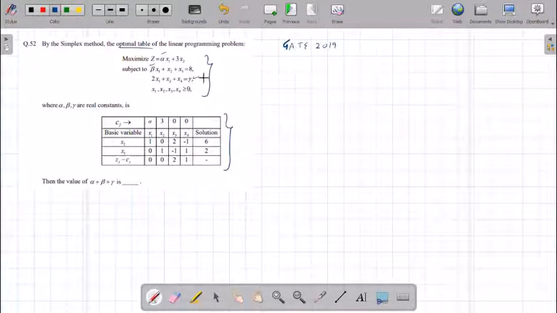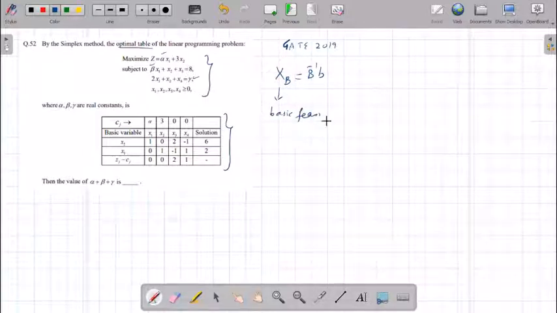So we will be using the concept of B inverse because we are given the optimal table. I will tell you how you do this one. So these beta and gamma are our unknowns. To do this question, we will first be using this relationship: XB is B inverse b. So XB denotes the basic feasible solution of the current table.